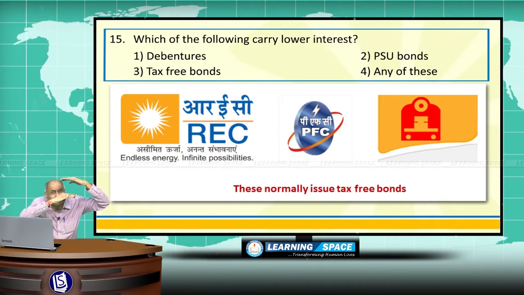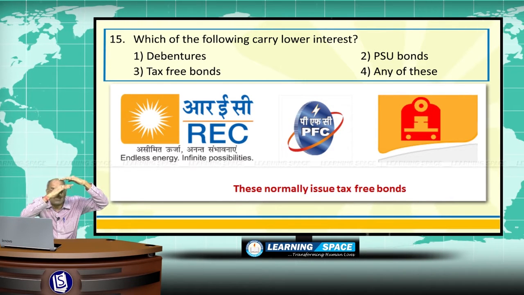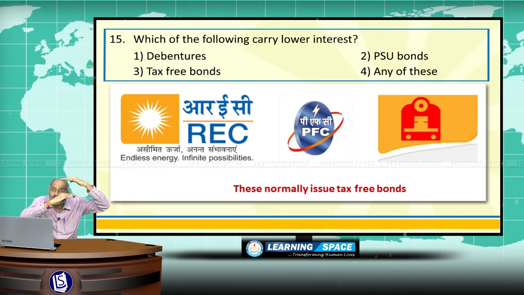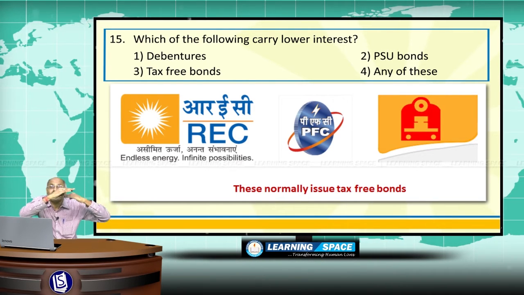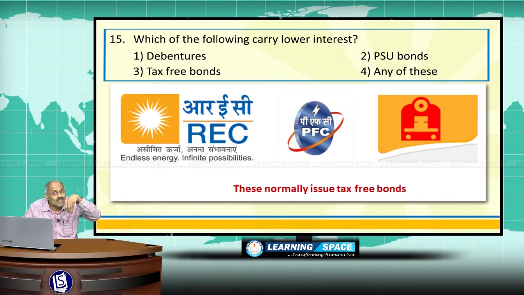The interest rates on debentures will be higher. Then public sector undertakings' interest rates will be lesser than that. But if government allows tax-free bonds, the interest will be still less. Why does the government allow tax-free bonds?